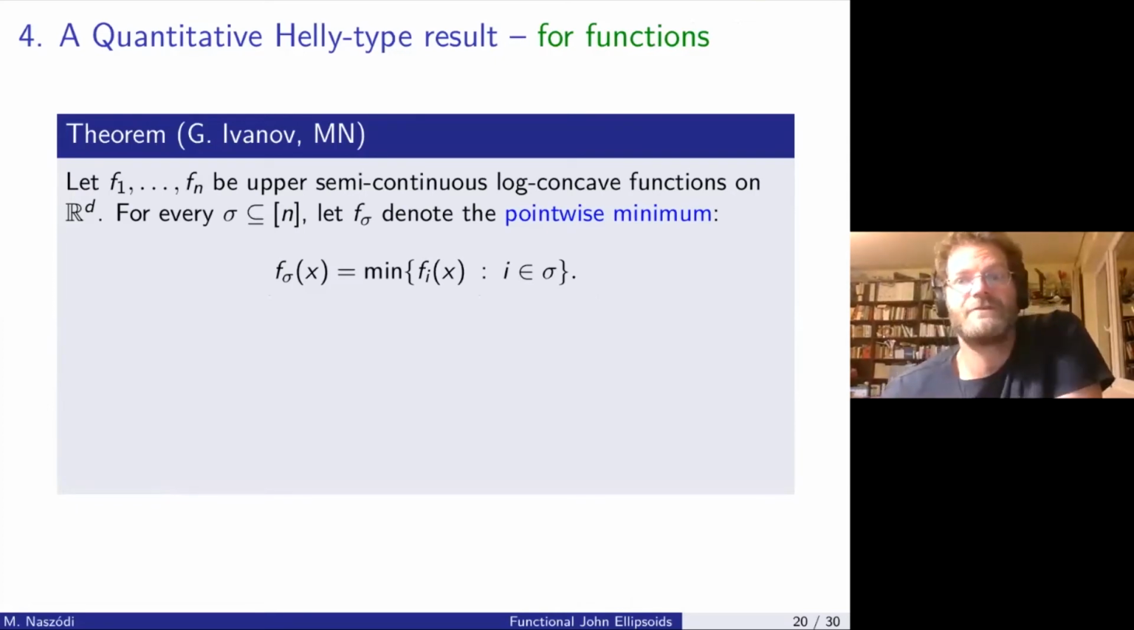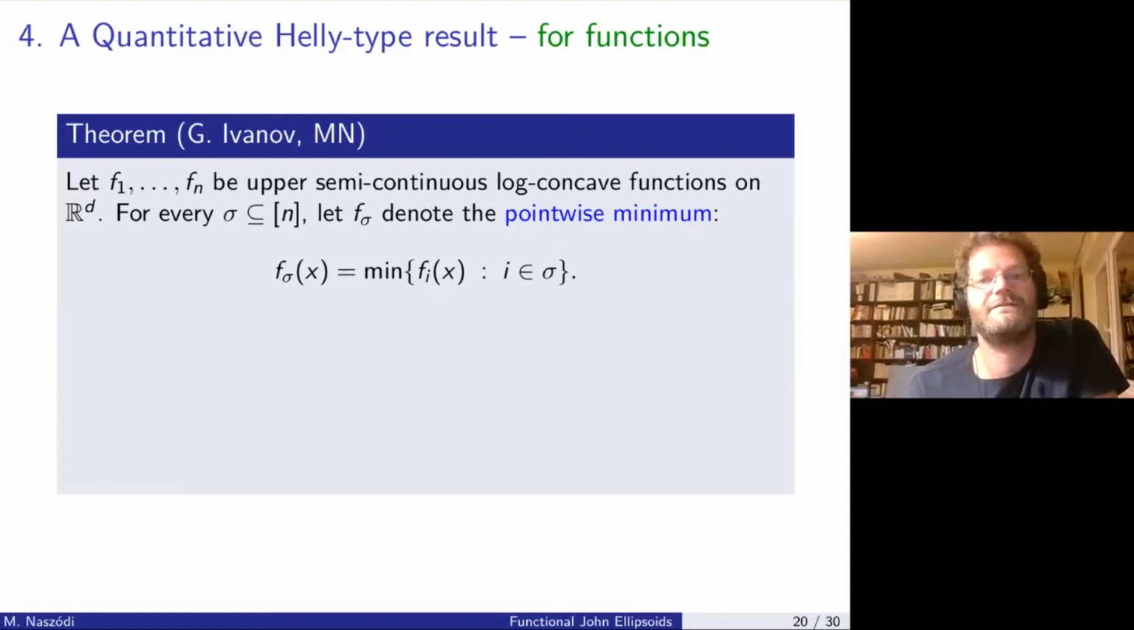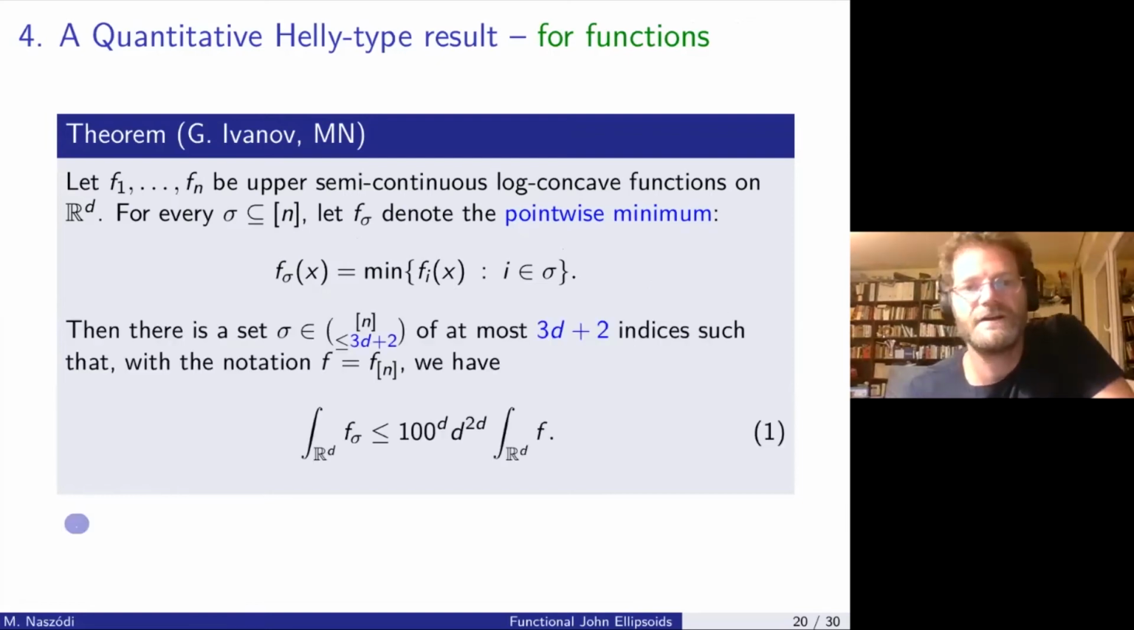What would be the same question for log-concave functions? Well, I have to talk about intersection, right? So here I had intersection of convex bodies. What would be the analog for convex functions? Well, I guess it's very natural to talk about pointwise minimum. So if I have a family of convex functions, where sigma is some set of indices, then I can talk about the pointwise minimum of that set of functions.